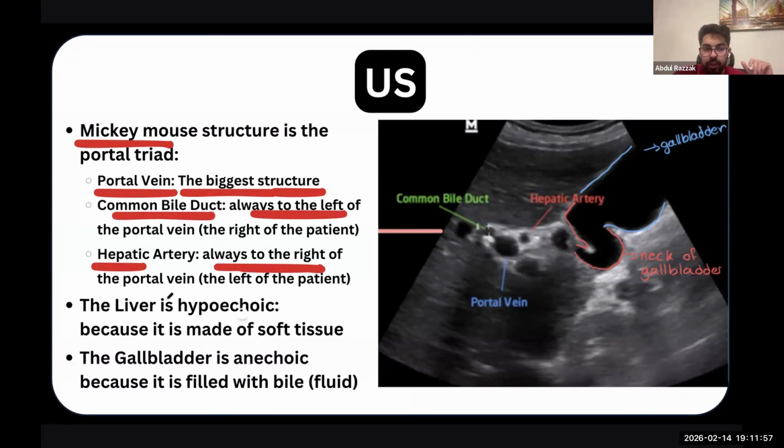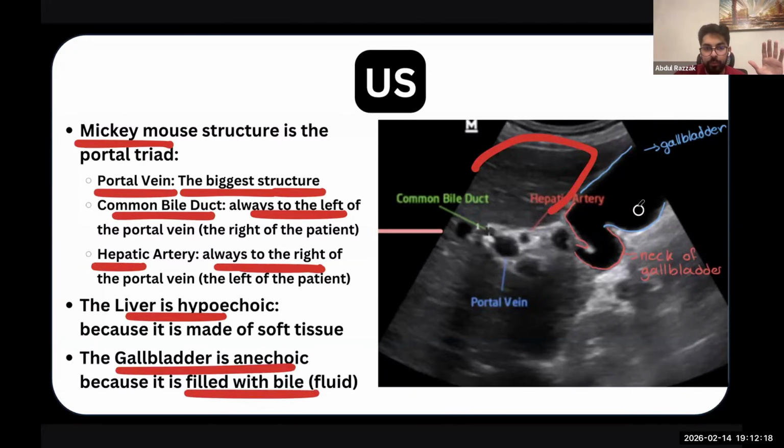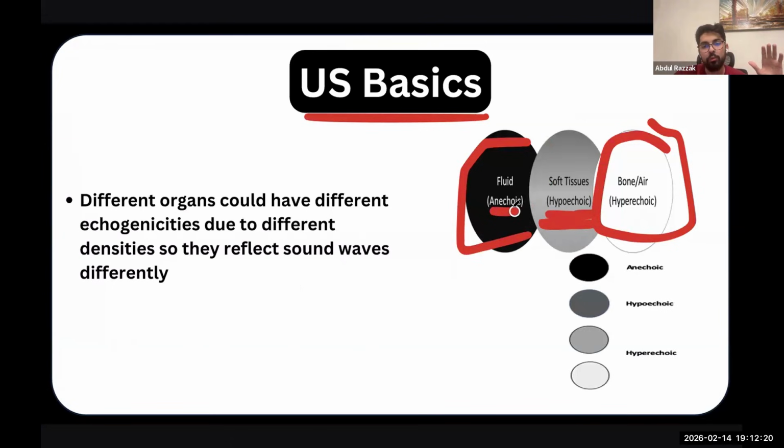The liver appears hypoechoic. It's kind of grayish. It's not black like air here or black blood. Here there is blood. In arteries there is blood. In bile duct there is bile. It's not totally black and it's not white because it's not air or bone. The gallbladder is anechoic. Why? Because it's filled with bile, just like the bile duct. It has no color. It is totally black. Because we said that fluid is anechoic.